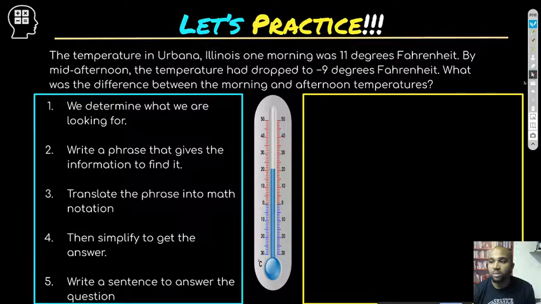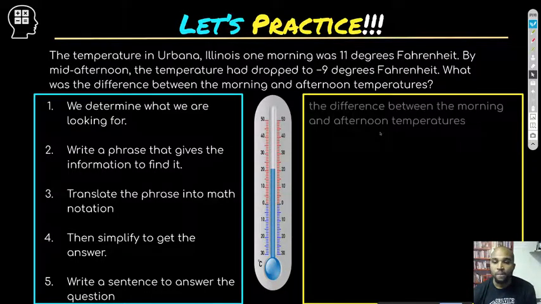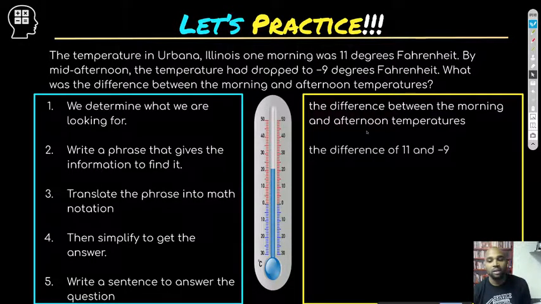So here are our steps. First, we determine what we're looking for, which is easy because it's found in the question, right? The difference between the morning and afternoon temperatures is what we want. And write a phrase that gives information to find it. The difference of 11 and negative 9. That's really what we're interested in. What's the difference between 11 and negative 9?